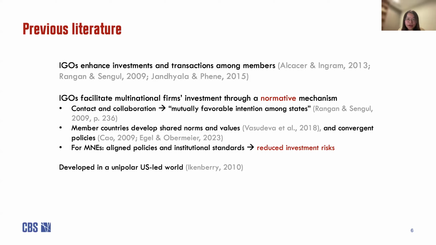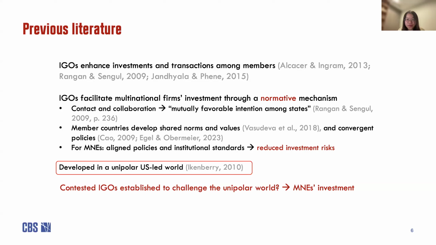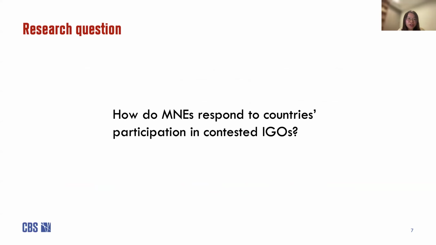The issue is that all these studies are based on international institutions established in a US-led unipolar world. They commonly follow the principles of open markets, free trade, cooperative security, democracy, and liberal values. These principles basically reflect US ideology. Now, as a rising power, China is trying to challenge the US-led order, and new IGOs are established as a means. These IGOs are contested at their core, as they were born to challenge the existing order. So the question is, do they exert the same consequences on multinational firms' investment strategy? That is the question we were interested in. How do M&As respond to countries' participation in these newly established and contested IGOs?